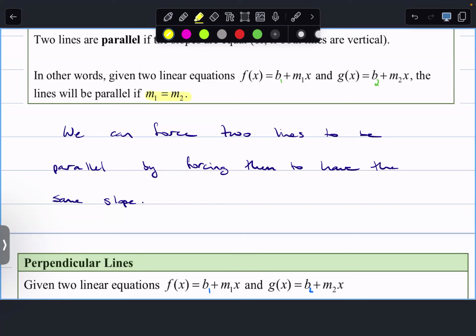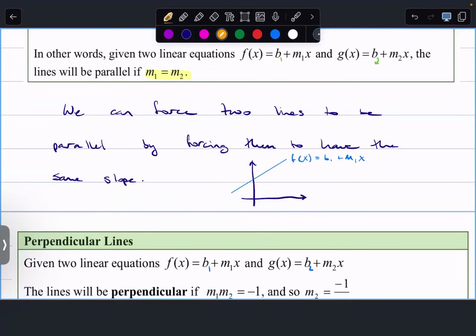If you're drawing lines like this, we've got f of x is b1 plus m1x, and a parallel line. Let's see if I can pull that off. It's not very good because it's hard. Or let's call it g of x is b2 plus m2 times x.